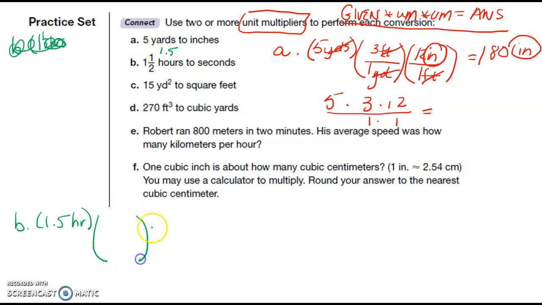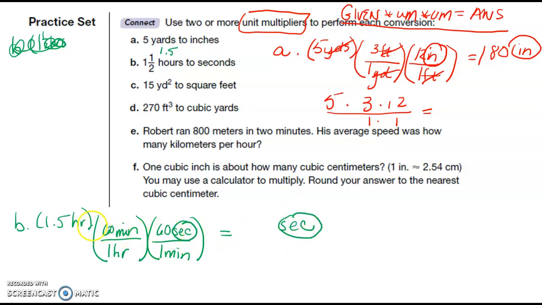I'm trying to get to seconds, so I know there are at least 2 unit multipliers. So 1 hour is 60 minutes, 1 minute is 60 seconds, and here's my answer unit that I need. They're on the top. Hours cancel, minutes cancel. I get 1.5 times 60 over 1 times 1. 60 times 60, and I get 5,400 seconds.